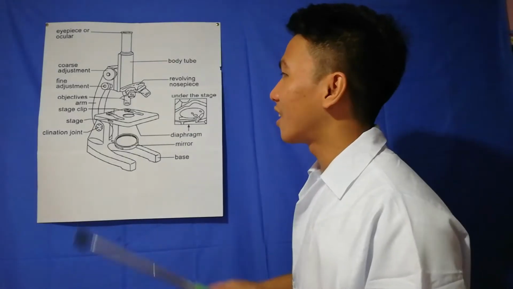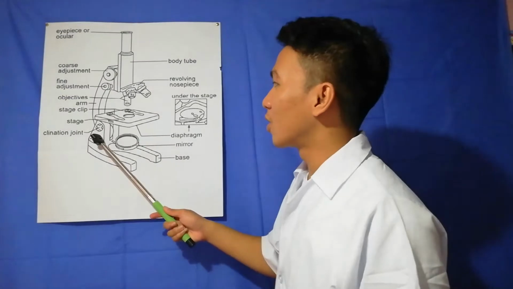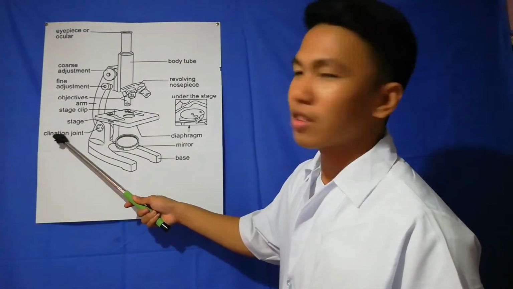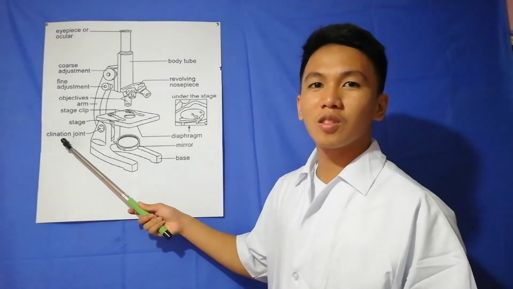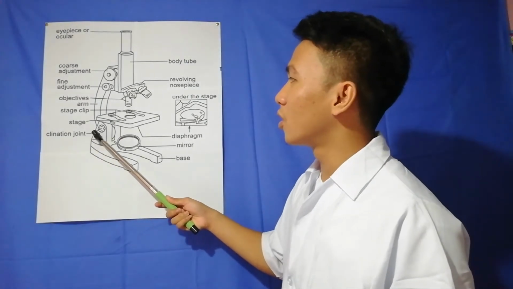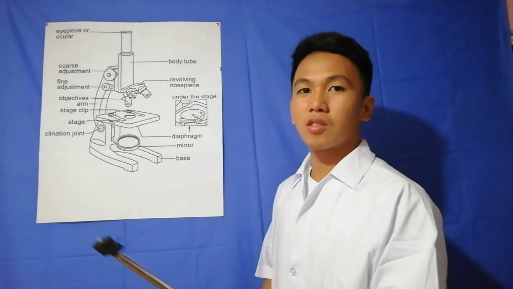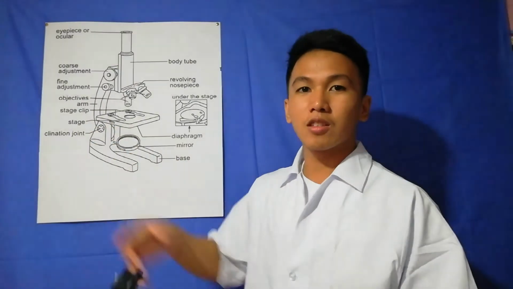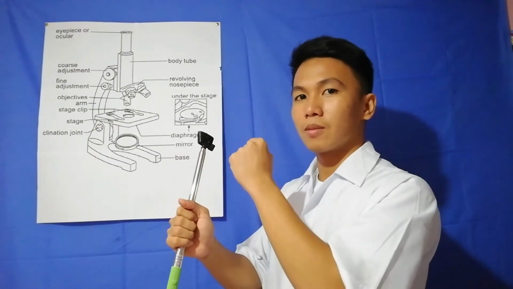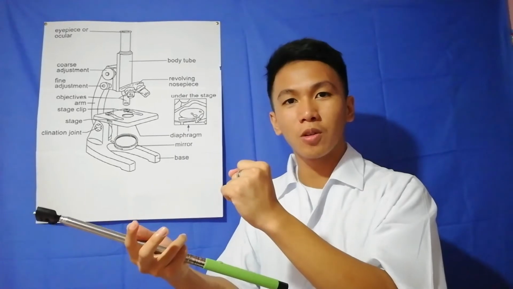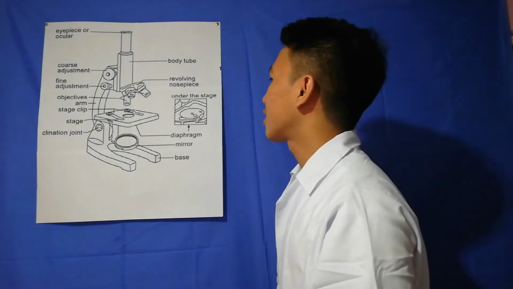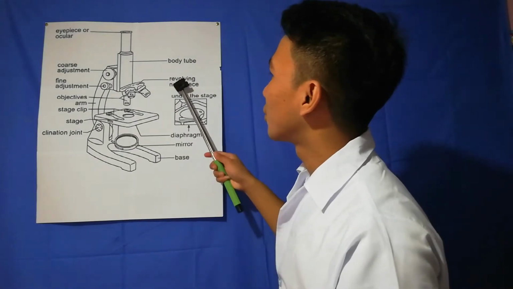So next is the inclination joint. I think this is the inclination joint. Yeah, it's the inclination joint. So it is the part of a microscope where the arm is located, so you can incline it and adjust it for you to be more comfortable in observing the specimen.